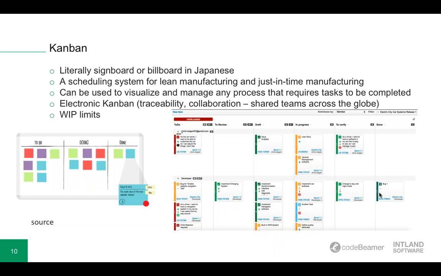The advantage of the electronic Kanban, which you see on the right-hand side, as opposed to the hard copy cardboard, is first and foremost the assurance of traceability, which you don't have at all in a non-electronic version of Kanban. And of course, the ease of collaboration with shared teams across the globe. So if you have teams working all over the world, of course, a normal Kanban cardboard doesn't work. But an electronic Kanban board works great.